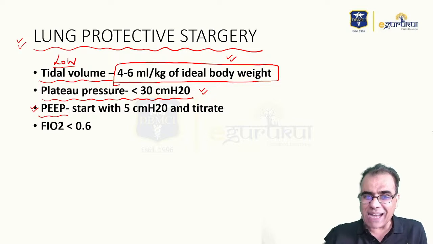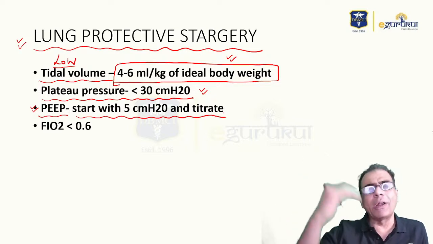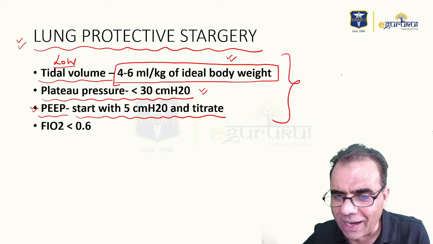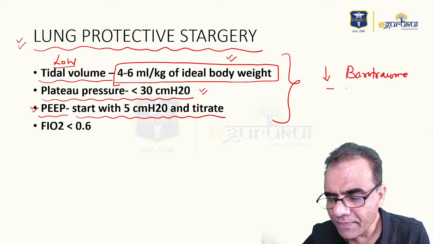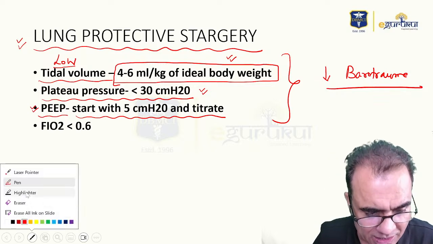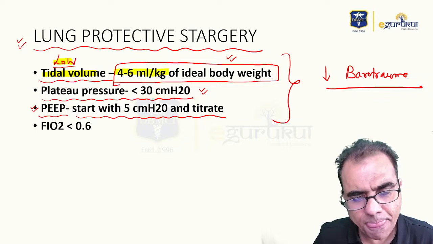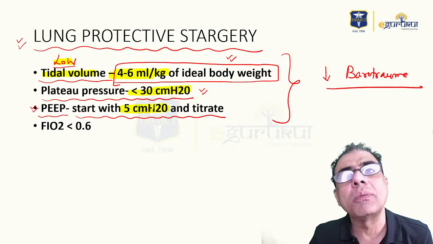So they say start with a PEEP of around 5 and then keep on increasing slowly. So all this we are protecting the lung against barotrauma. All these three strategies, most important being low tidal volume 4 to 6 ml per kg, continuous monitoring of plateau pressure, and using a lower PEEP, decrease the chances of barotrauma.